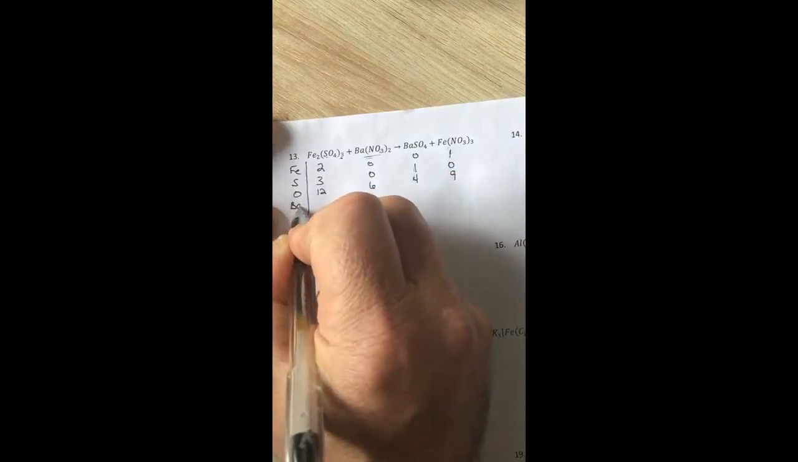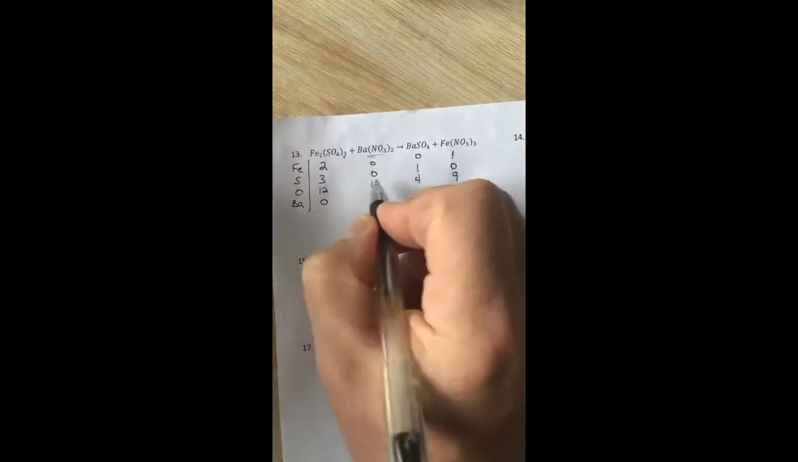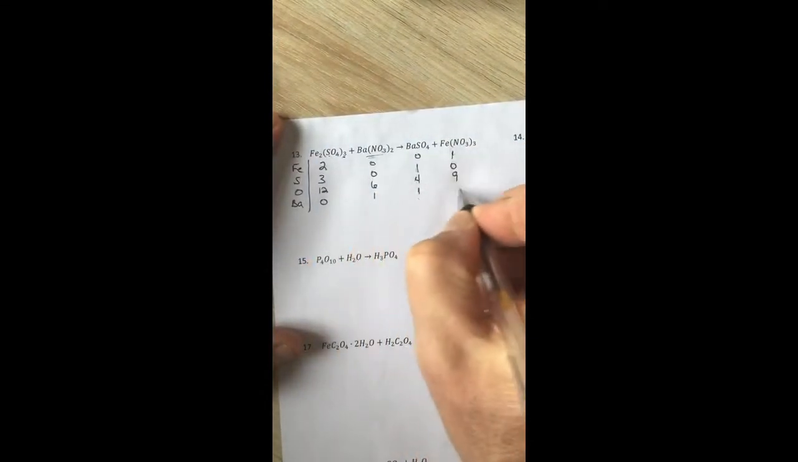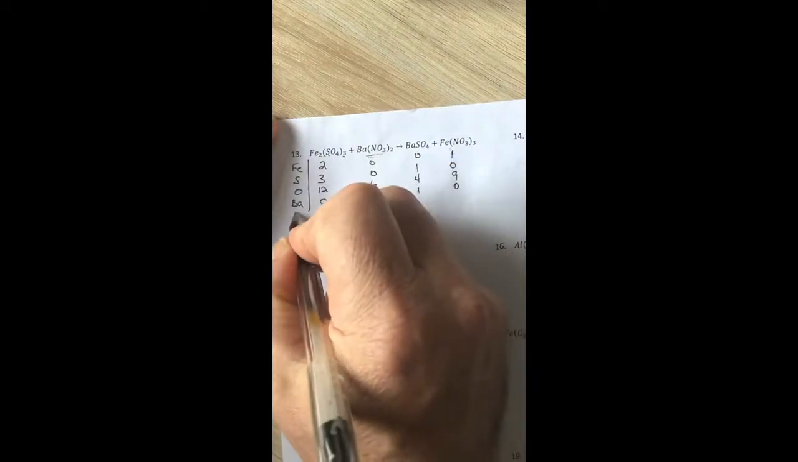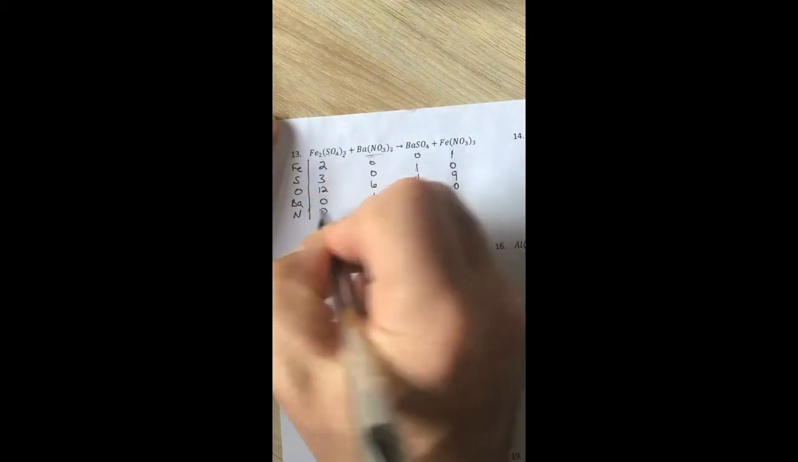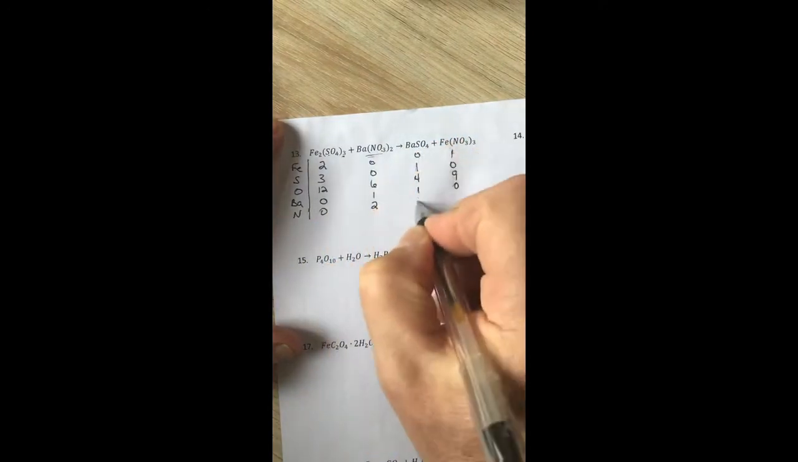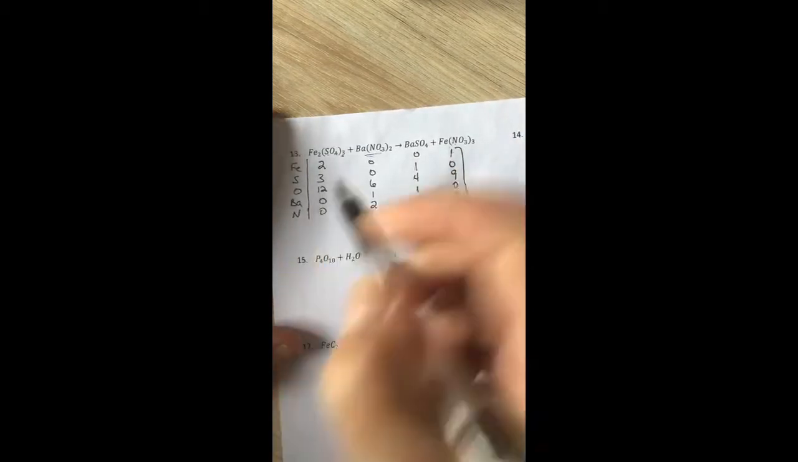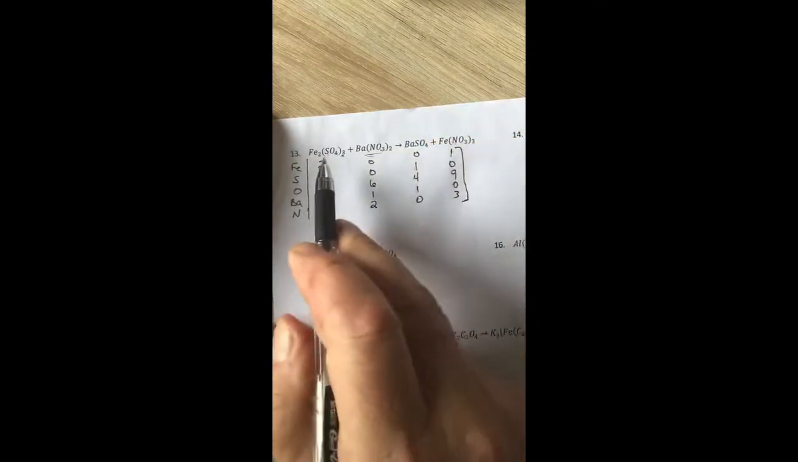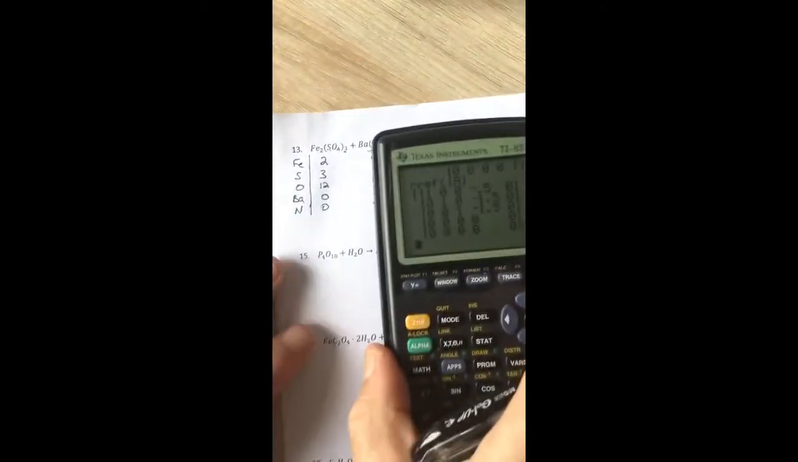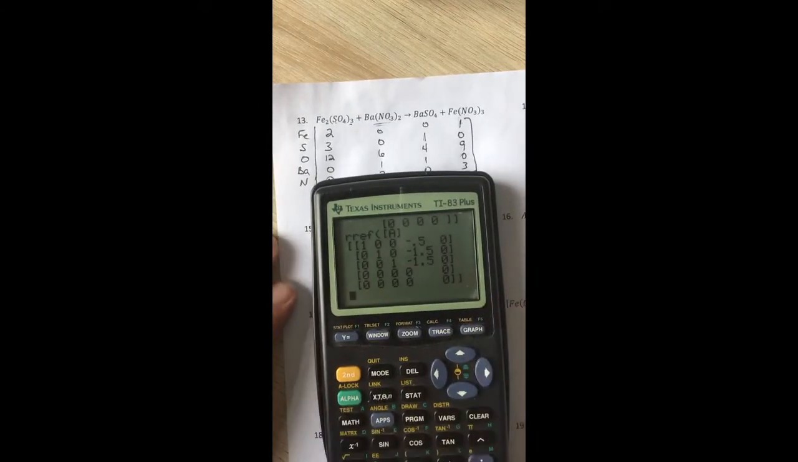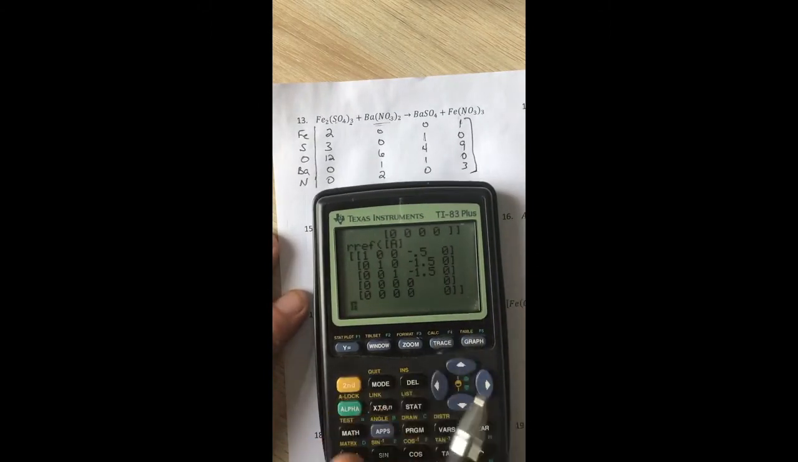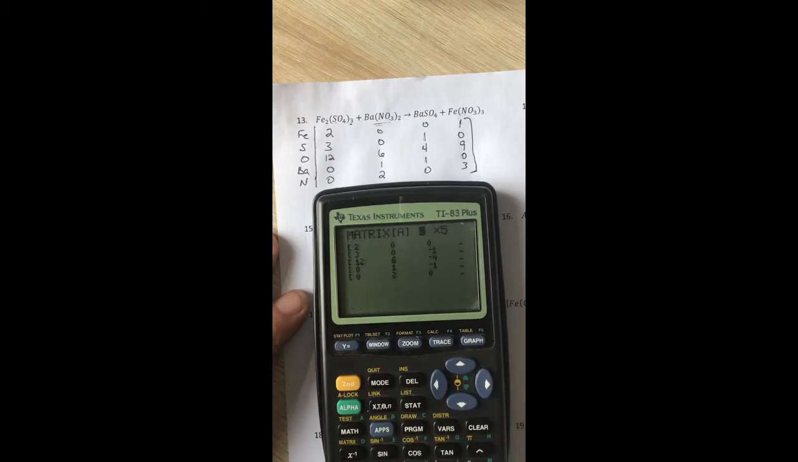What else do we have? Ba, maybe basalt. There's 1 right there, and there's 1 right there. And then we still have nitrogen to deal with. No nitrogens. There's 1 set twice. No nitrogens. And there's 1 set 3 times. Okay, now we have 1, 2, 3, 4, 5. 5 by 4.